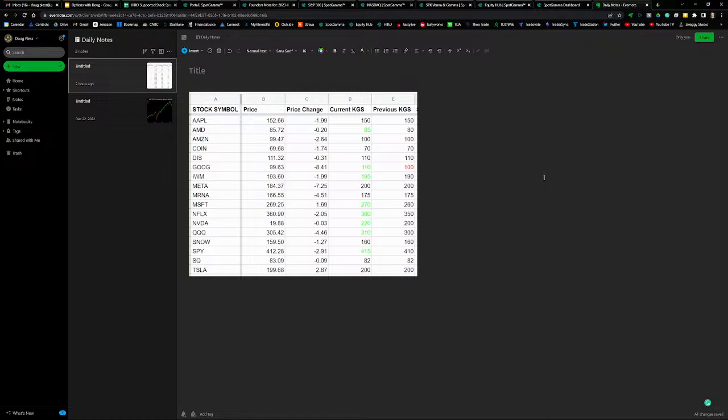I track the key gamma strike for all of the stocks on my watch list, and the far right column is showing the key gamma strike from yesterday, and then the current key gamma strike is the key gamma strike for today. And I color code these, indicating that the key gamma strike either increased, that's shown by green from the previous day, or decreased, and that's shown by red.